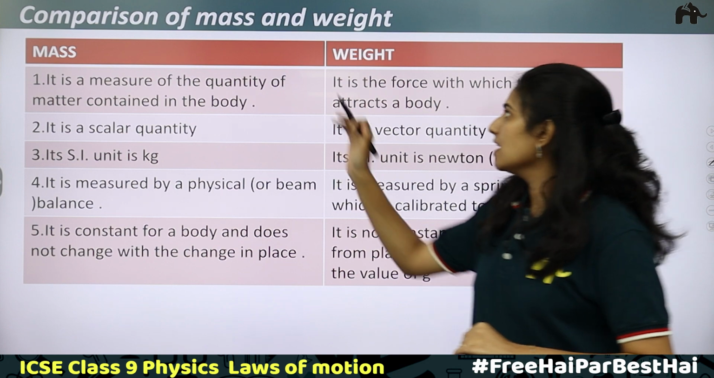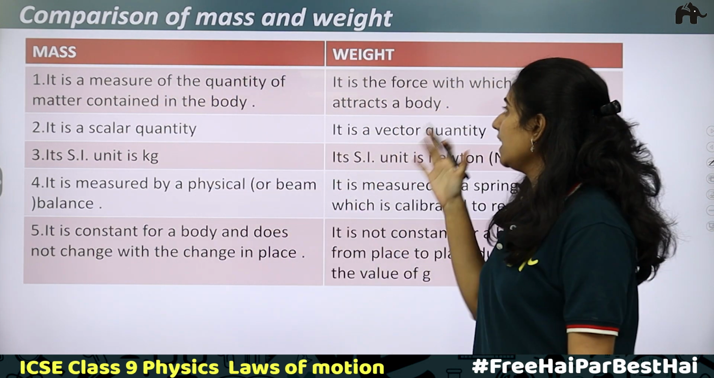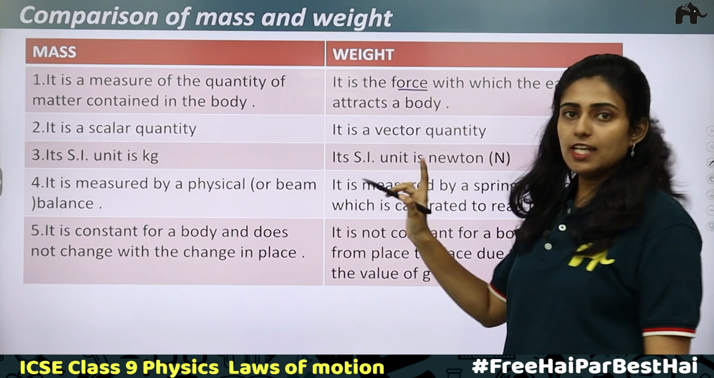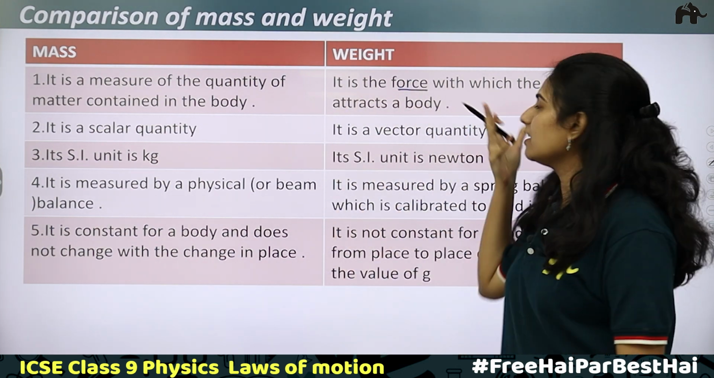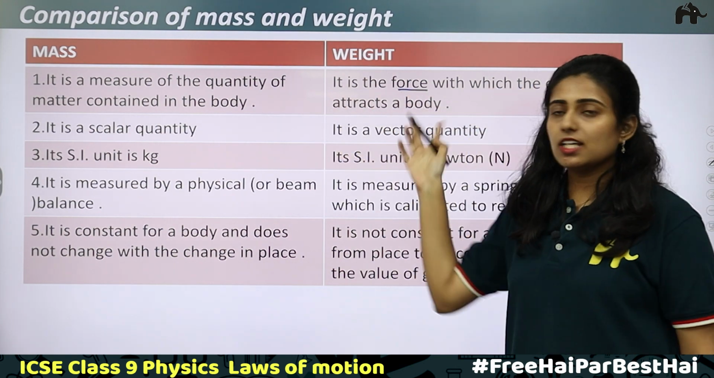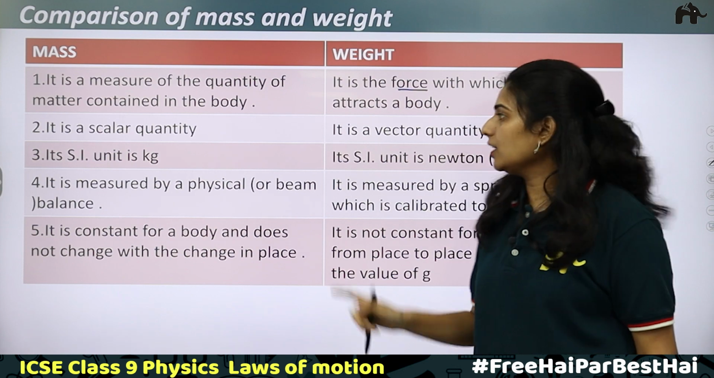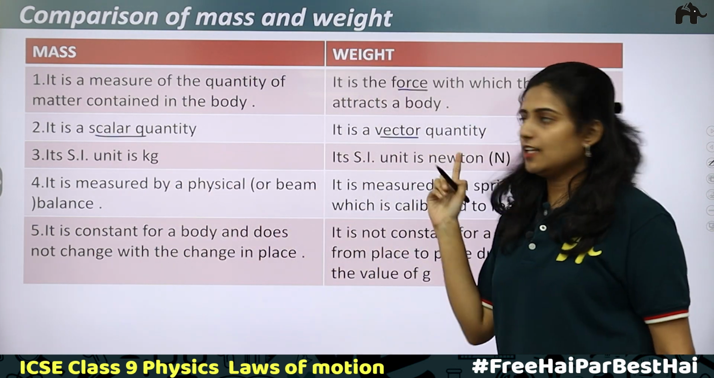So, first point, mass is a measure of the quantity of matter contained in the body, and weight is a force. Okay, so mass is not a force, but weight is a force with which the earth attracts a body. This is a simple definition of mass and weight. So in the comparison, you can write the first point. Okay, second point, mass is a scalar quantity and weight is a vector quantity.